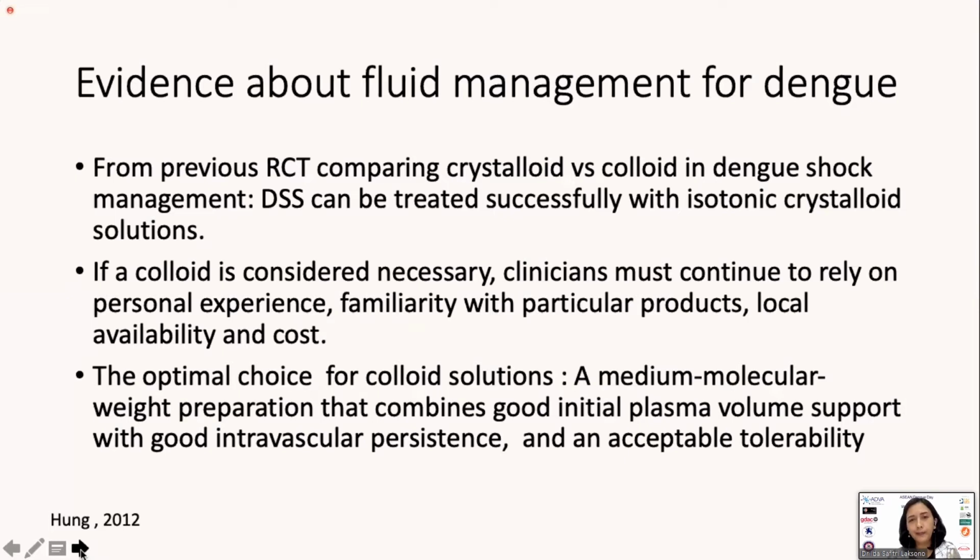So there is evidence about fluid management for dengue. From previous randomized controlled trials, I think in Vietnam, there were three trials comparing crystalloid versus colloid in dengue shock management. It can be concluded that dengue shock syndrome can be treated successfully with isotonic crystalloid solutions. If a colloid is considered necessary, the clinician must continue to rely on personal experience, familiarity with particular products, availability in the health facility, and of course cost. The optimal choice is a medium molecular weight colloid preparation that combines good initial plasma volume support with good intravascular persistence and acceptable tolerability.